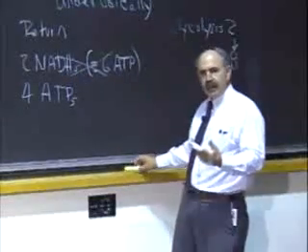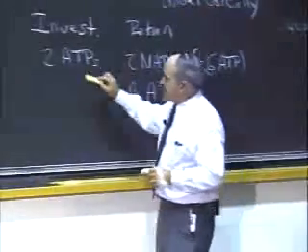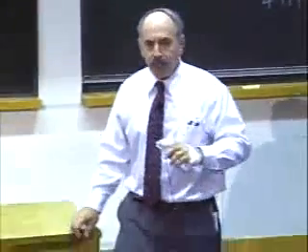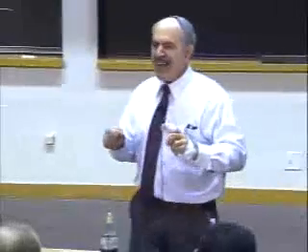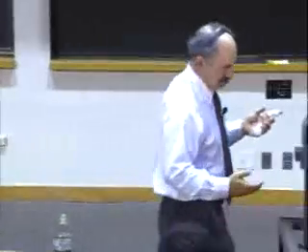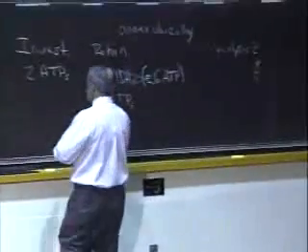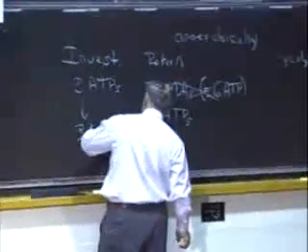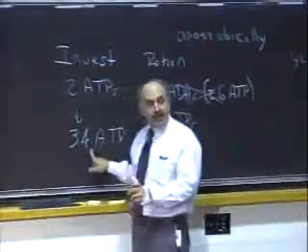In fact, I've just told you now that in the absence of oxygen, you can only make 2 ATPs. I will tell you, without proving it to you, that in the presence of oxygen, you can make 34 ATPs. And 34 is, we can agree, much better than 2. In the presence of oxygen.